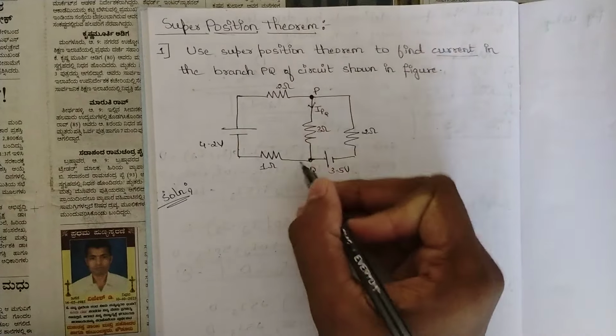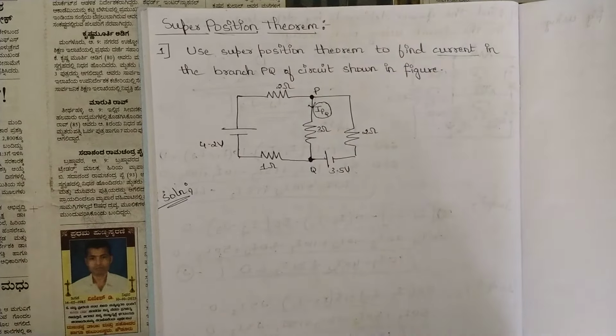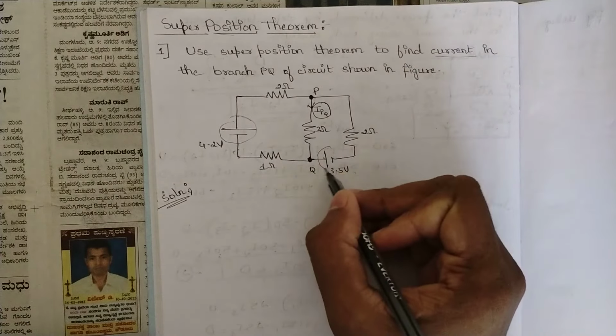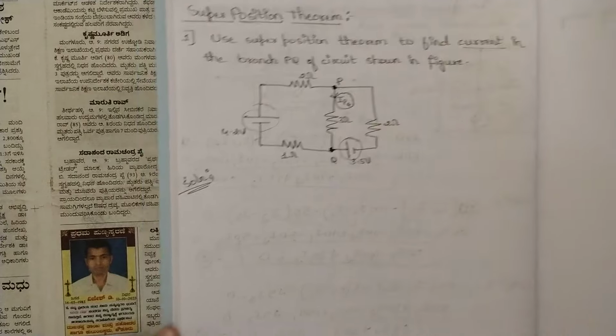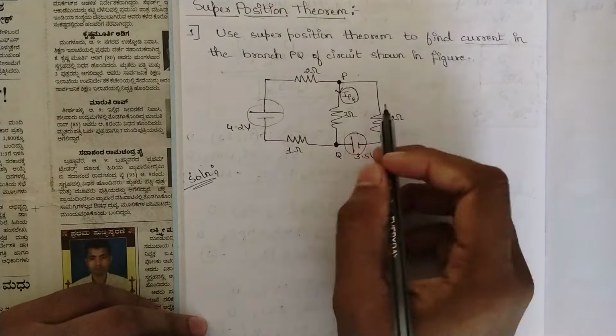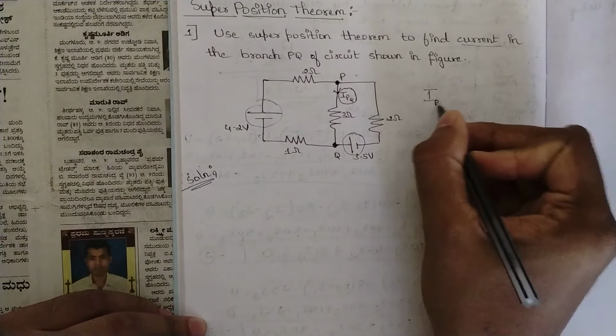This is the branch PQ here, that is, we should be finding the current I of PQ. And here they have given two voltage sources at a time. As we have seen in the proof, we also had two voltage sources, so here also we have two voltage sources. Our goal is to find I of PQ.